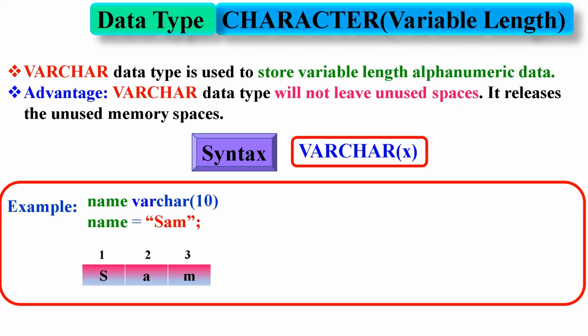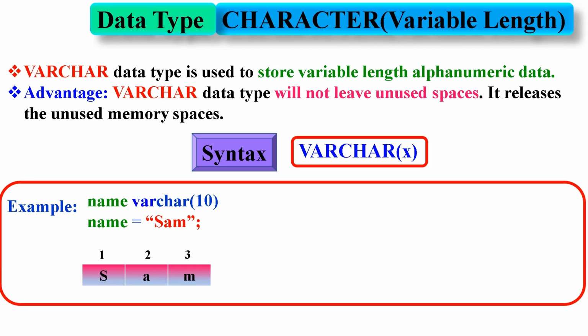The next data type is character of variable length. Varchar data type is used to store variable length alphanumeric data. The advantage is that varchar data type will not leave unused spaces like the char data type. It releases the unused memory spaces. The syntax is varchar of x.